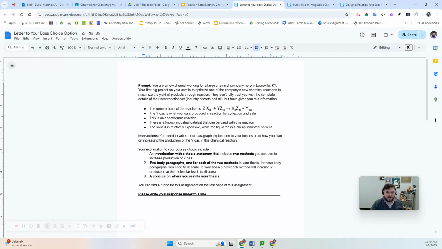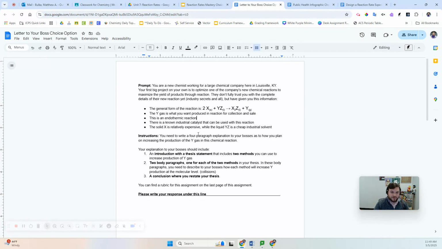And then some other information we are given about this is that the Y gas is what we want produced. So that's what we want to increase the production of in this reaction. Okay, so we want to increase the rate of a reaction to produce more Y gas. Okay, this is an endothermic reaction. There is a known industrial catalyst that can be used, and it tells us that the solid X right here is relatively expensive, while the liquid YZ is pretty cheap. So, this is a company doing this, and so money talks, right? So it's important to keep that in mind as well.